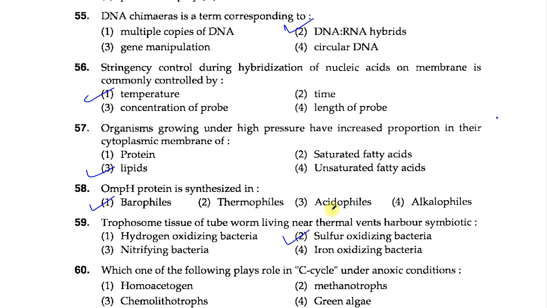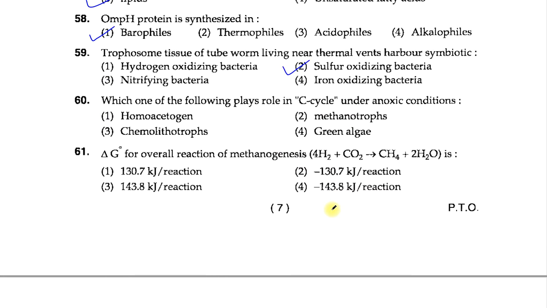Question number 60. Which of the following plays role in the carbon cycle under anoxic condition? 1. Homoacetogen, 2. Methanotropes, 3. Chemolithotropes, 4. Green algae. Here the option 2, methanotropes, is correct. The bacteria and archaebacteria can use methane as the carbon source and convert it into the biomass under the anaerobic condition.